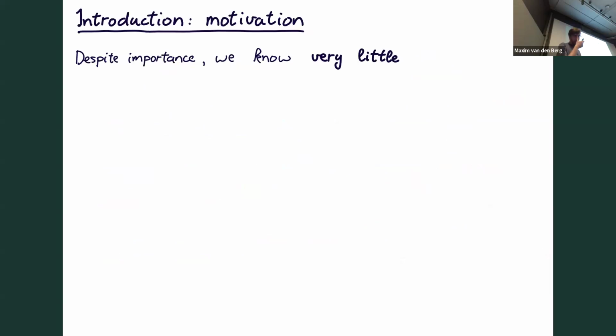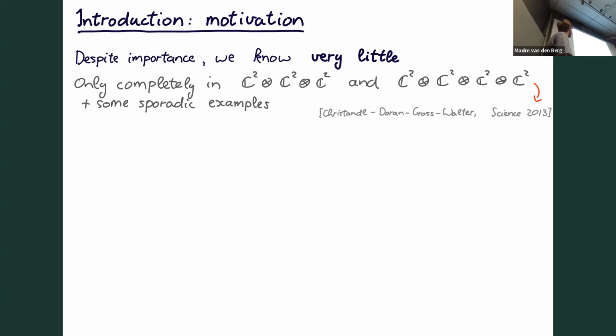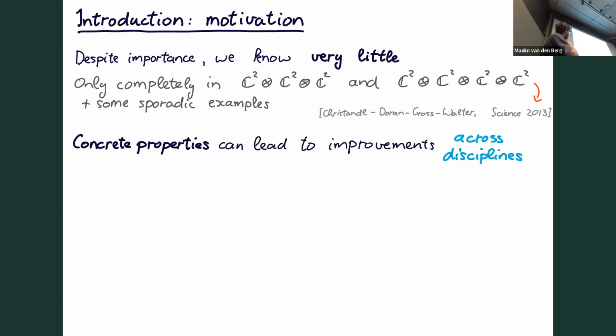So what do we want to do? These moment polytopes are really important in many different fields, but actually we know very little about them. They're polytopes, so you could write them down just as a bunch of vertices, but we almost never know them. We knew only in very small dimensions what these look like. So this would be C^2 tensor C^2 tensor C^2, and the same with an extra C^2 factor. This was from the Science paper that I mentioned previously. So really small dimensions and some sporadic examples. And really, we want to know concrete properties about these polytopes, and they can lead to improvements across these disciplines, all the things that I mentioned before.